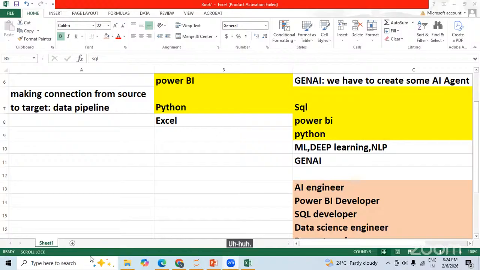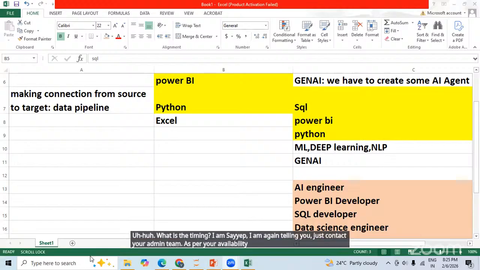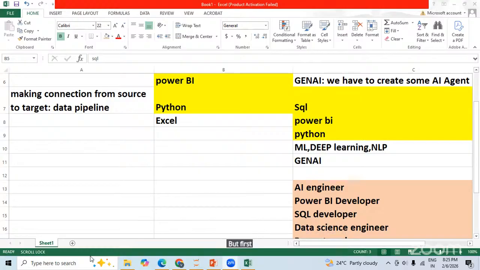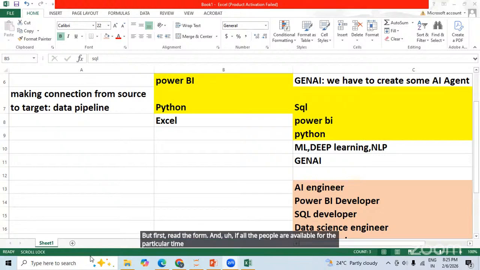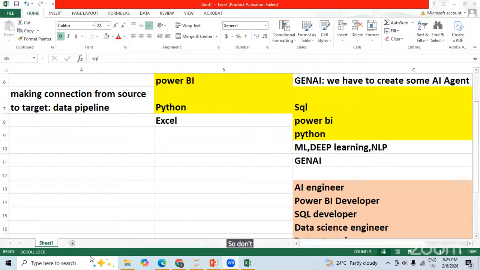What is the timing? Syed, I'm again telling you, just contact your admin team. As per your availability, we will try to fix your timing. So don't worry about the timings, but first fill the form. And if all the people are available for the particular timing, then we are going to decide the time. So don't worry about it. And by the way, I am a working professional, so I can help you.